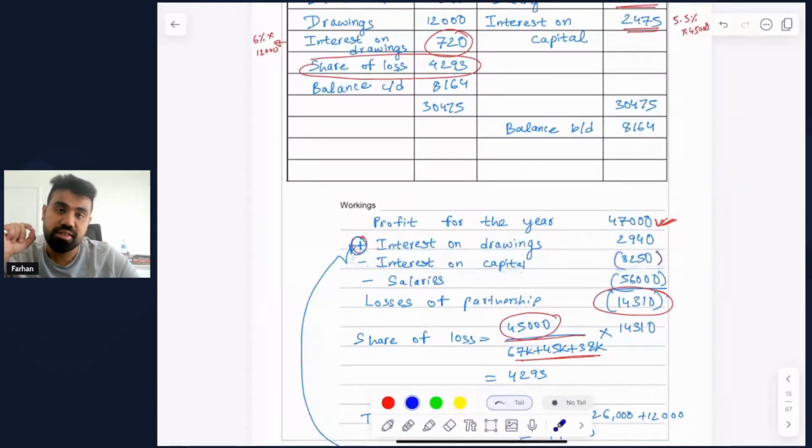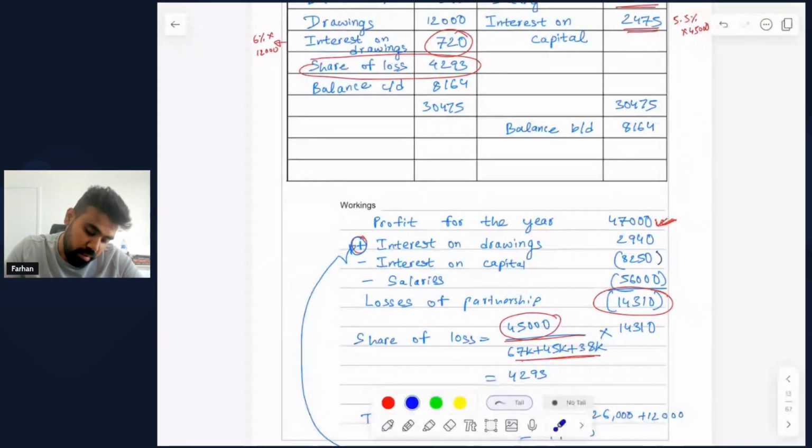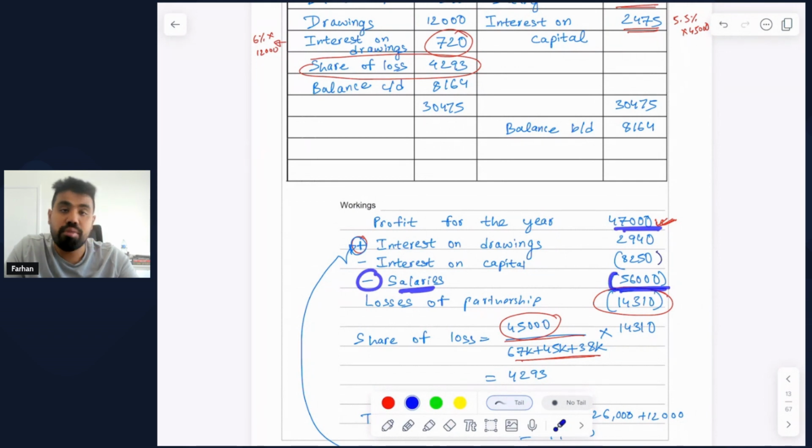Then we know that salaries are only given to Angela and Bennett. The salary is 28,000 pounds per annum for each partner, which accumulates to a total of 56,000 pounds for Angela and Bennett combined. Salaries will have to be paid out from the profit the partnership has made, so we are subtracting salaries as well, 56,000 pounds, kept within brackets to reflect the subtraction.